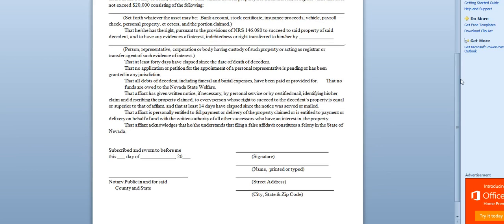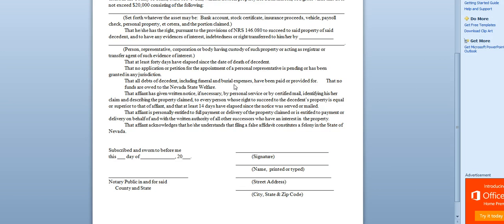And then it says at least 40 days have elapsed since the date of death of the decedent. So you have to wait 40 days to use this. And this says no application or petition for appointment of a personal representative is pending or has been granted. So again, if somebody is doing a probate petition, you can't be running around using these forms to collect the property before the person gets appointed. I had a case where the widow did that.